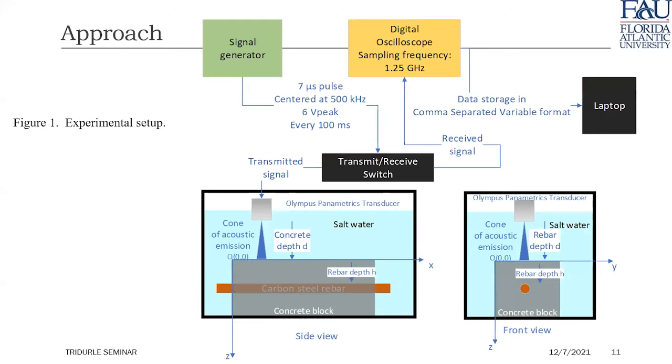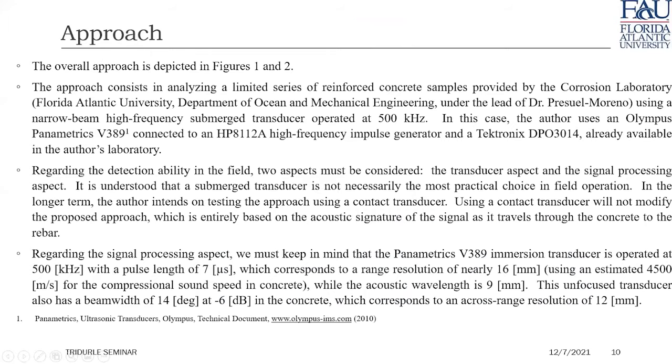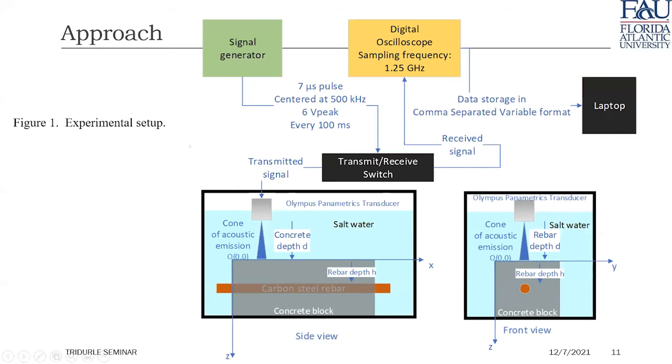Now, the approach is shown in this diagram. And again, there is a description in text over here of the approach as well. We have a signal generator which produces in our approach a 7 microsecond pulse centered at 500 kilohertz every 100 milliseconds. This is in turn transmitted to an acoustic transducer, which is an Olympus V389. It transmits sound in a fairly narrow cone of emission, and you have the specification in the presentation over here.